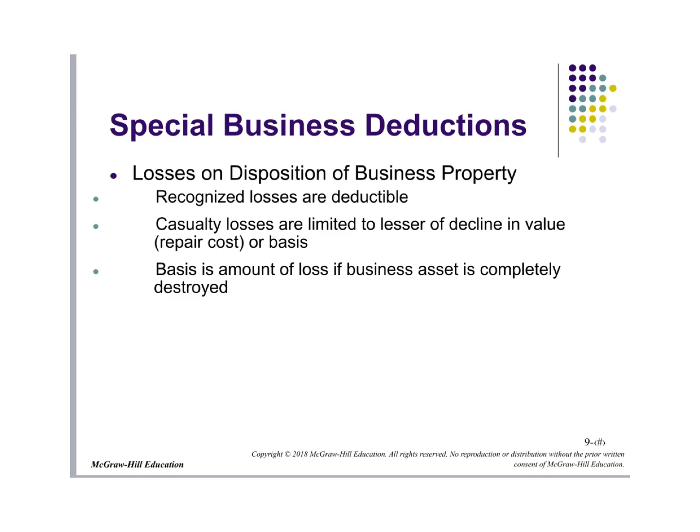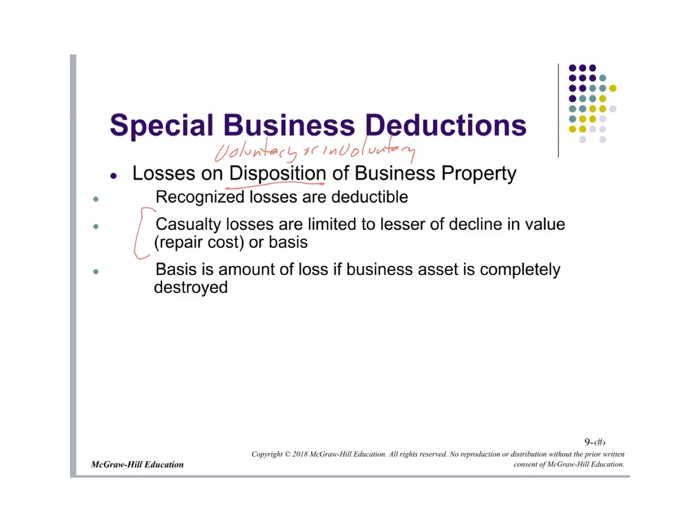So what do we have? Well, we've got some special business deductions. Okay. Losses on the disposition of business property. Now, lots of times we think of disposition as a sale, but disposition can be voluntary or involuntary. Okay, so an involuntary example would be a casualty loss.